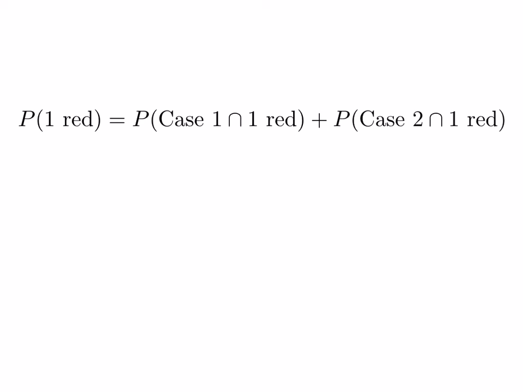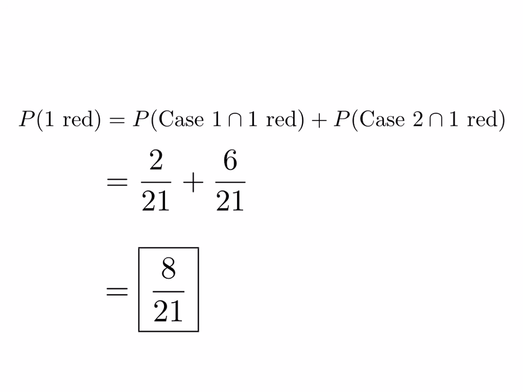Now we can combine the two probabilities. That is, the probability of drawing one red ball is equal to the probability of drawing one red ball under case 1 plus the probability of drawing one red ball under case 2. This is equal to 2 out of 21 plus 6 out of 21, which gives us 8 out of 21, which is our solution to the problem.